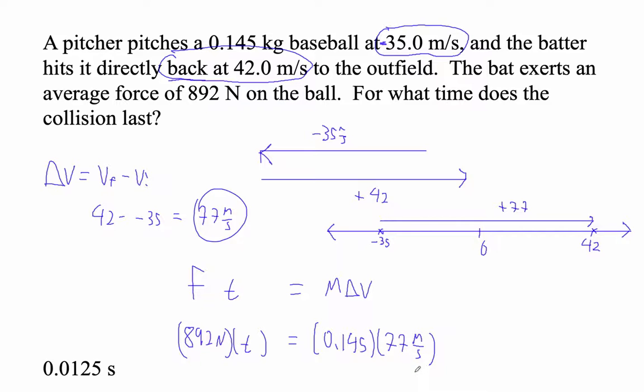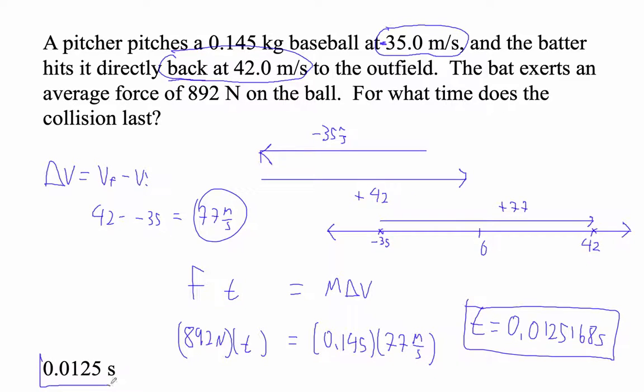Okay, let's see if this works here. So 0.145 times 77 divided by 892 is, for the time, I'm getting 0.0125168 seconds, approximately. This is with sig figs.